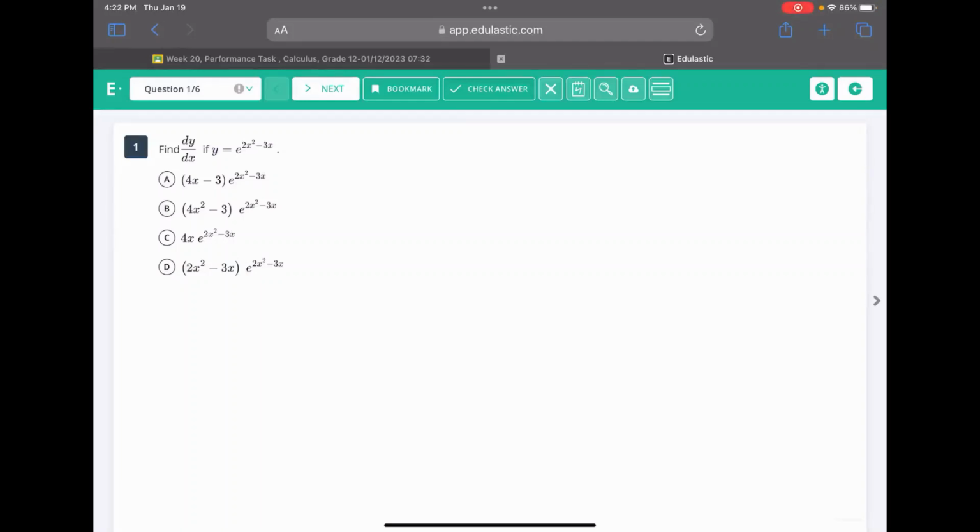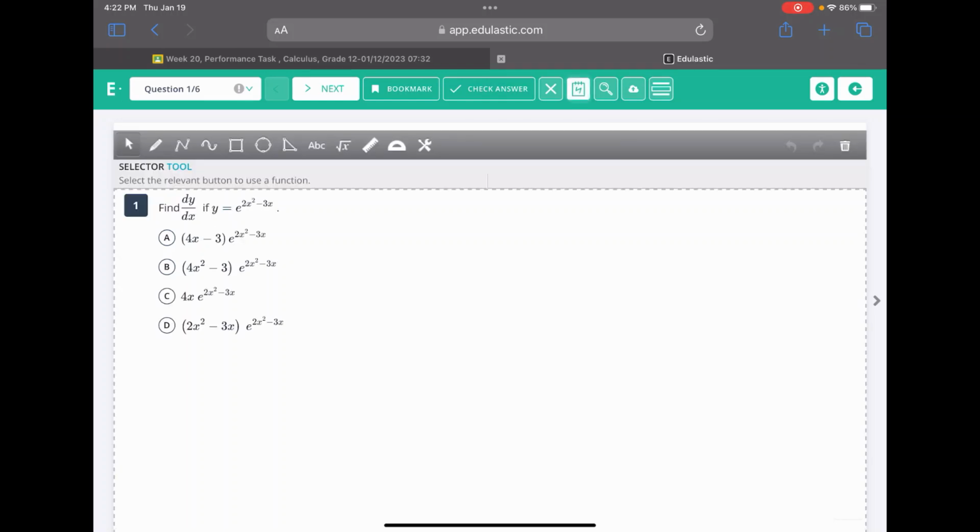Okay, so question 1 is asking us to find the derivative of the function y equals e to the power of 2x² minus 3x. Now, whenever we want to find the derivative of a function that looks like this, there is a specific rule that we have to use, and I will just write that.